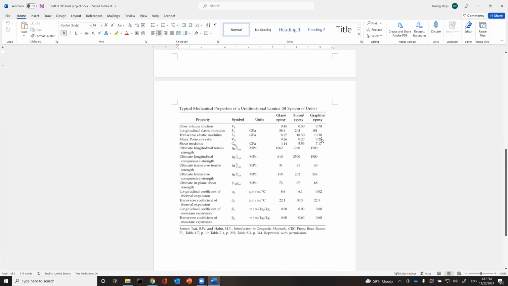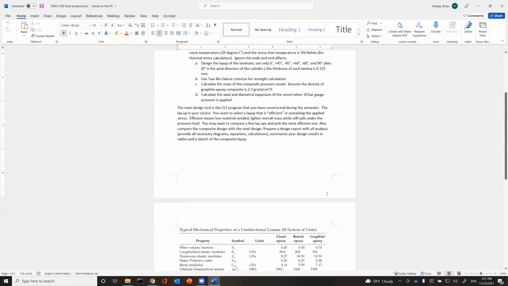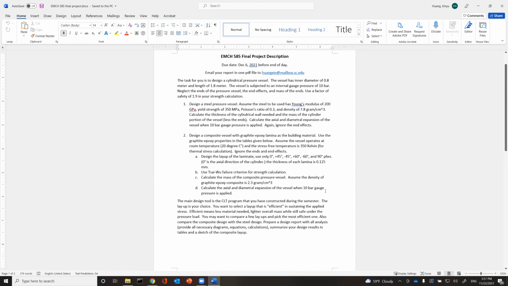This is the data I want you to design based on: the graphite epoxy data here in the last column, with all the stiffness, modulus, and thermal expansion. I do want you to incorporate thermal expansion. So I give you the stress-free temperature, 350 Kelvin. You should have finished the thermal stress part in your CLT, and that part should be turned on when you do that calculation.